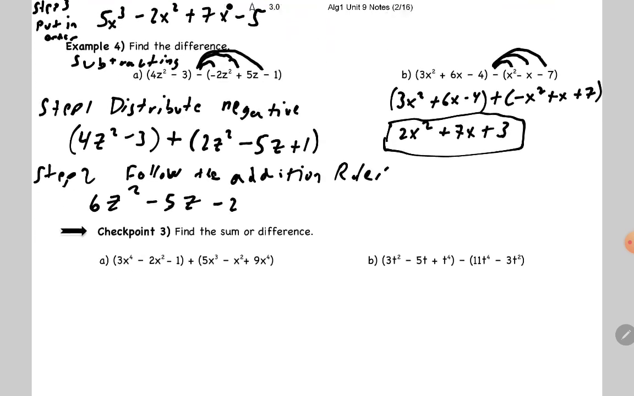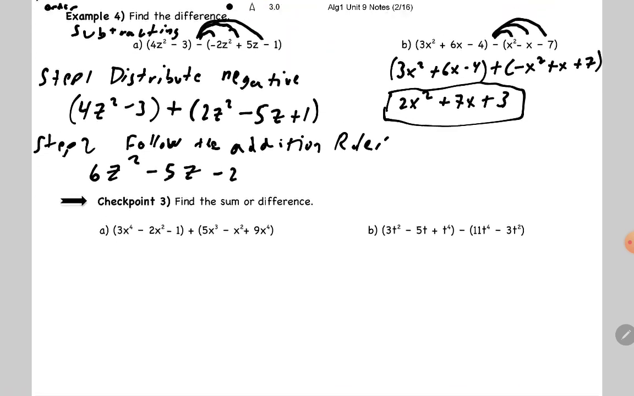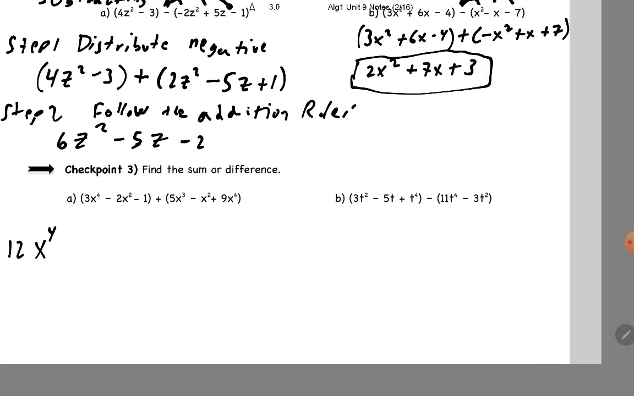Alright, let's do 2 more. Okay, so we're just adding here. So we're just going to combine our like terms. So we have an x to the 4th here. So we're going to deal with x to the 4th. We have a 3x to the 4th. And then we have a positive 9x to the 4th. We add those together. And we'll get 12x to the 4th.